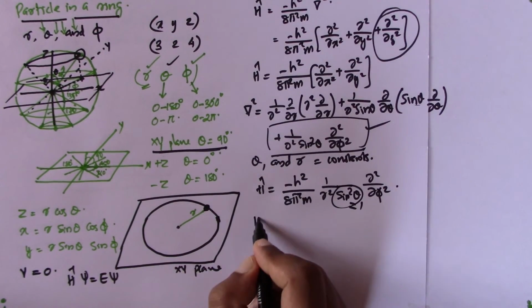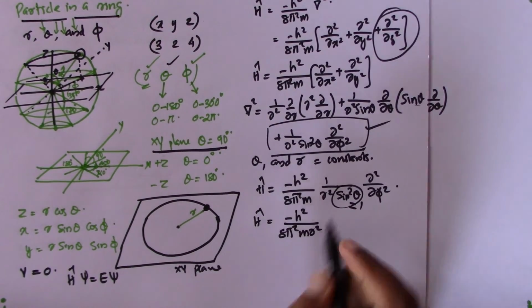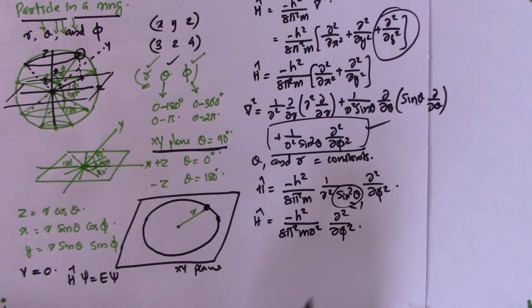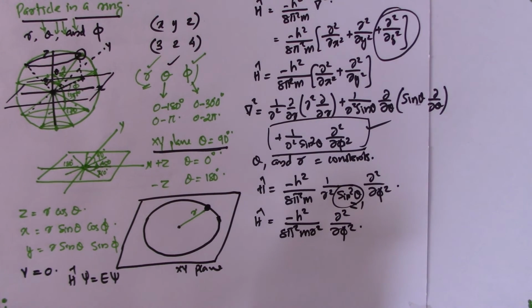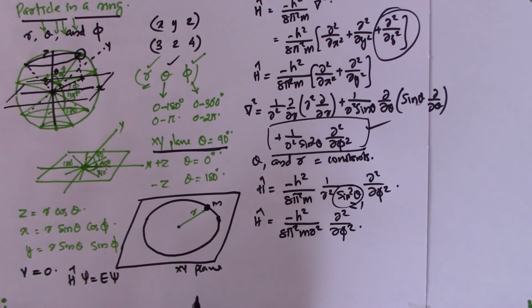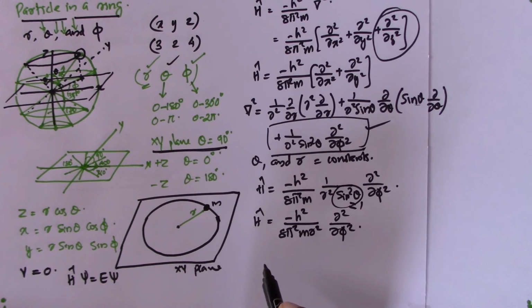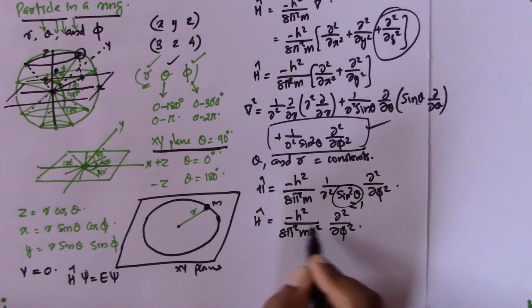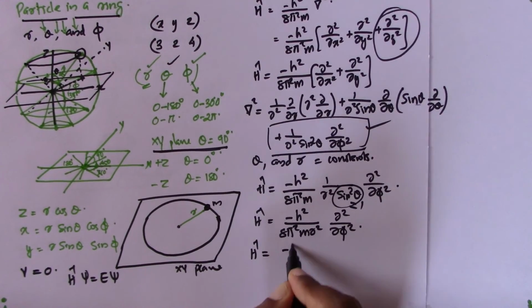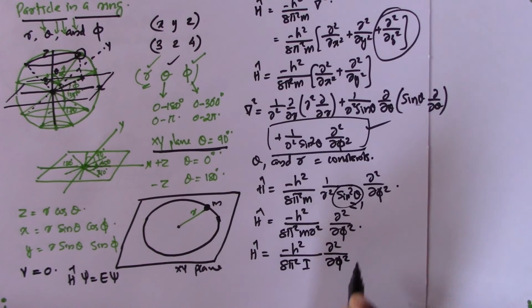So what we have here is Ĥ = −h²/(8π² m r²) ∂²/∂φ². That is our Hamiltonian. Here m is the mass of this particle and r is the radius of the circular path of that particle, and therefore mr² is equal to the moment of inertia I. So we can substitute mr² with I. Therefore we have Ĥ = −h²/(8π² I) ∂²/∂φ².